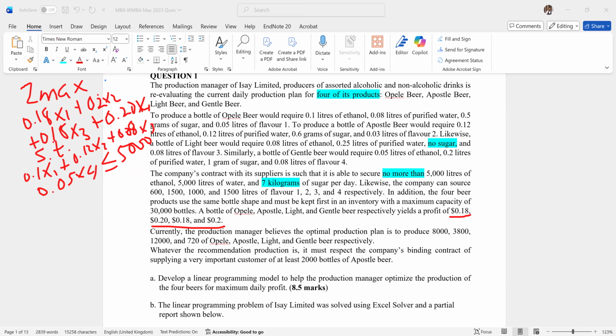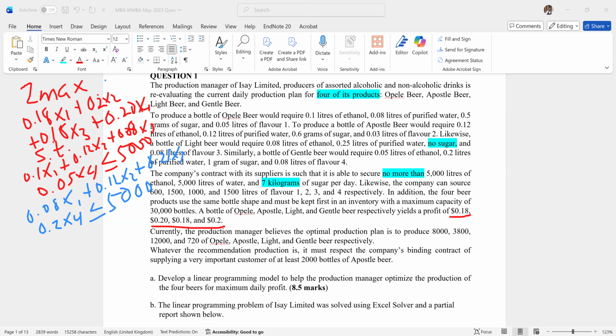Purified water. Let's go. 0.08 x1 plus 0.12 x2 plus 0.25 x3 plus 0.2 x4 less or equal to 5,000.